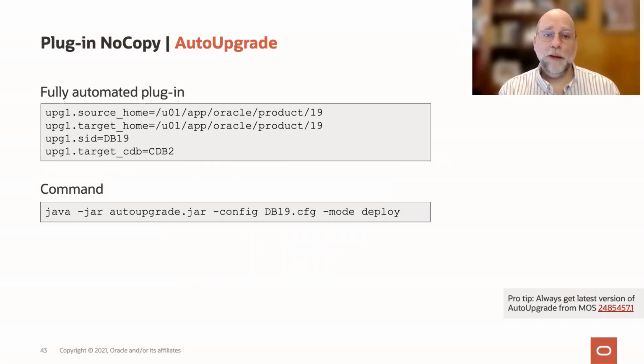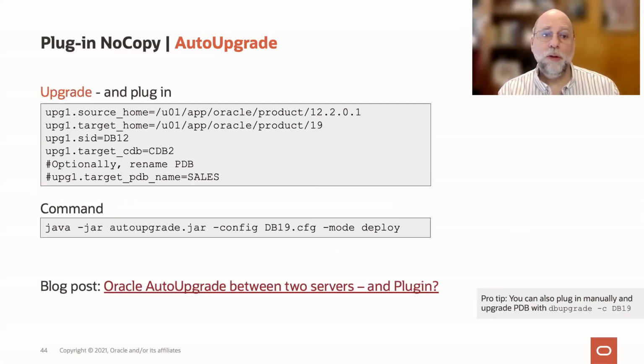AutoUpgrade automates this process entirely. All you need to do is specify that target CDB as part of your AutoUpgrade config file. By doing this, you will upgrade the database to the new version and plug it in as a container database, all with one command. You can also do this with the unplug, plug, and upgrade approach, where you have a PDB that is in one container database. It will then get unplugged, plugged into the destination container, and upgraded in that target container database.